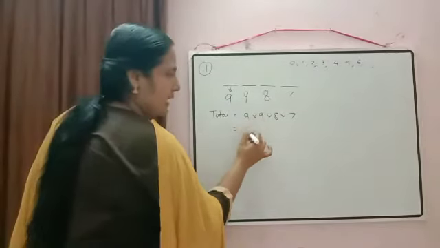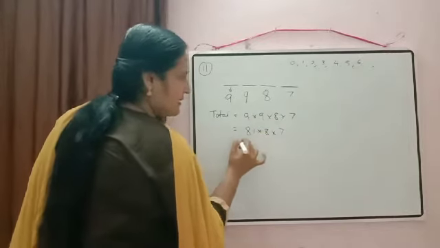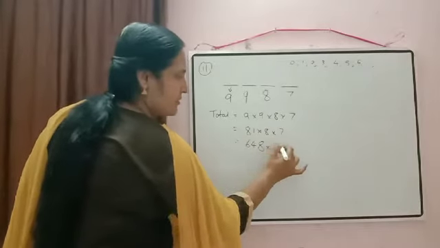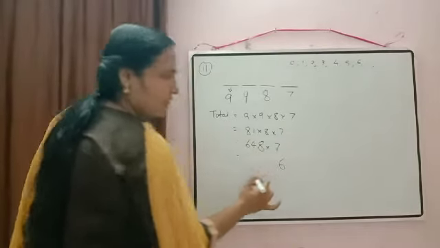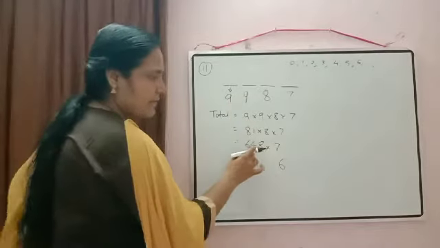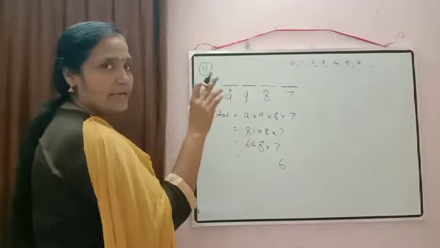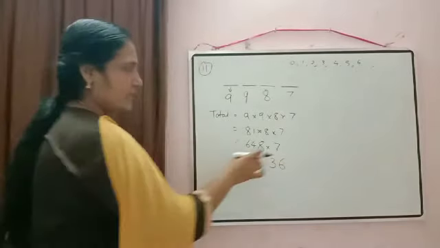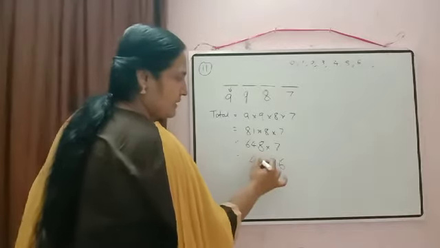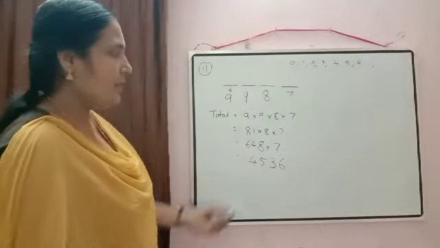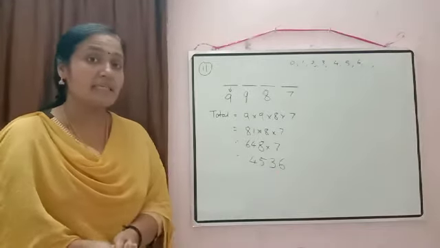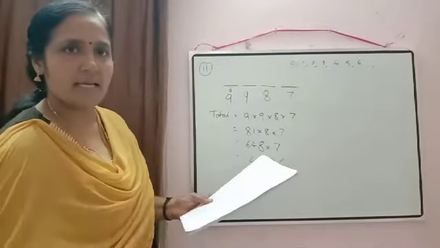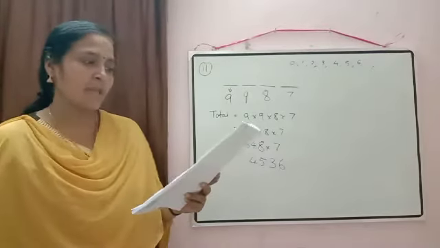So just to multiply that. 9 nines are 81 into 8 into 7. 81 into 8. 8 ones are 8. 8 eights are 64 into 7. 7 eights are 56. Carry over 5. 7 fours are 28. 28 plus 5 will be equal to 33. Carry over 3. 7 sixes are 42 plus 3 will be equal to 45. So total 4,536 numbers are there with distinct digits. So I hope the condition is clear to you. Okay, now we'll move to the next question.